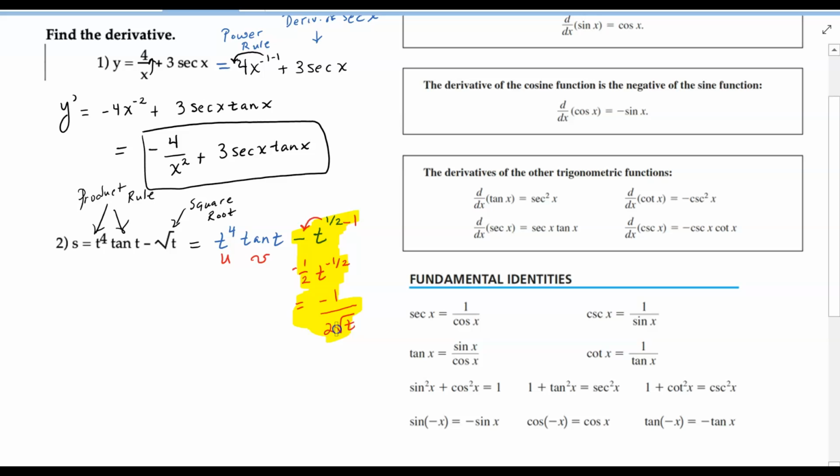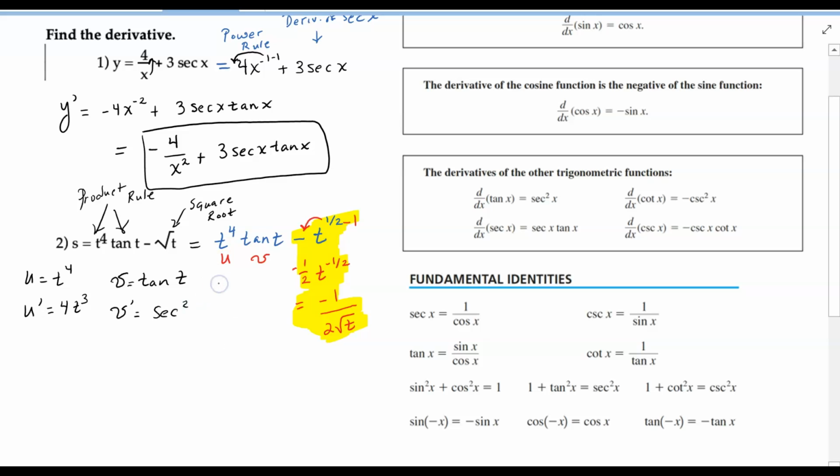All right? But for the rest of this, we're going to have to use the product rule for the front portion anyway. So let's go ahead and write out our u and our v. Our u here is t to the 4th. Our v is tangent of t. And our u prime is 4t cubed. We apply the power rule. And our v prime is the derivative of tangent, which is secant squared of t.